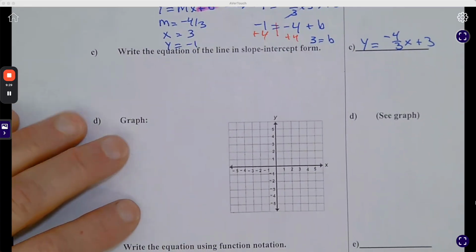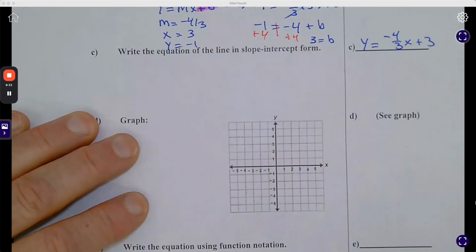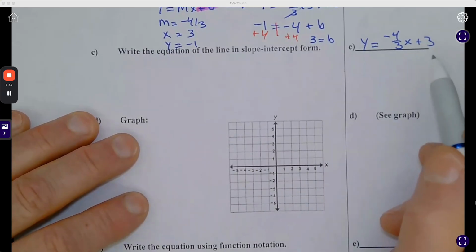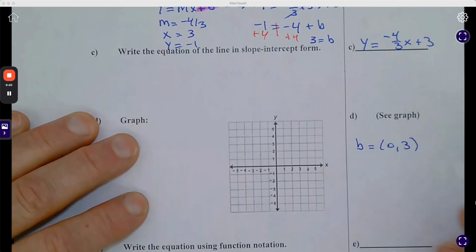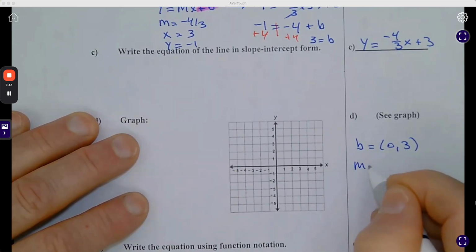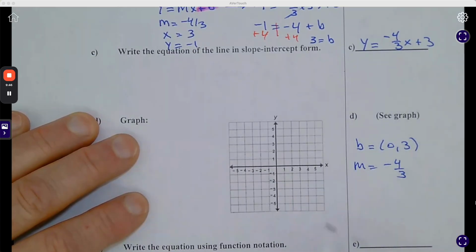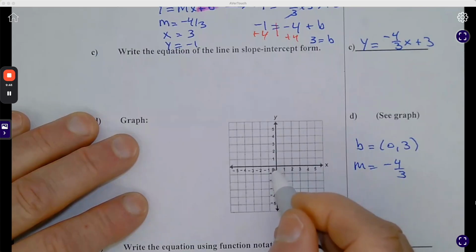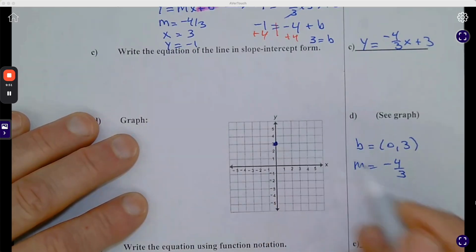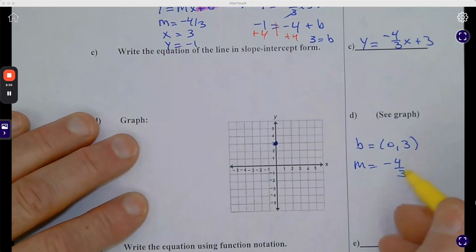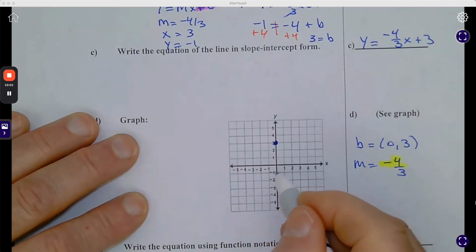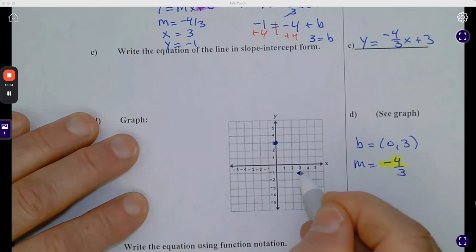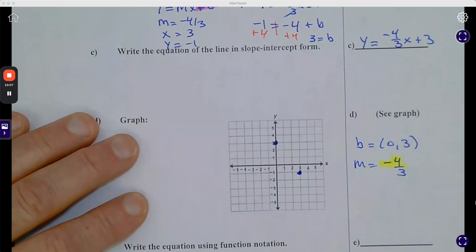Okay, so now we're going to go ahead and graph it. To graph it, I'm going to substitute in my b, which is 0, 3, and my m, which is negative 4/3. All right, so always start with plotting your b. So 0, 3, right there. And then apply your slope. Notice the negative goes with the rise. The 3 is positive. So I'm going to go down 4 over 3, just like that. And I'm going to draw my line.